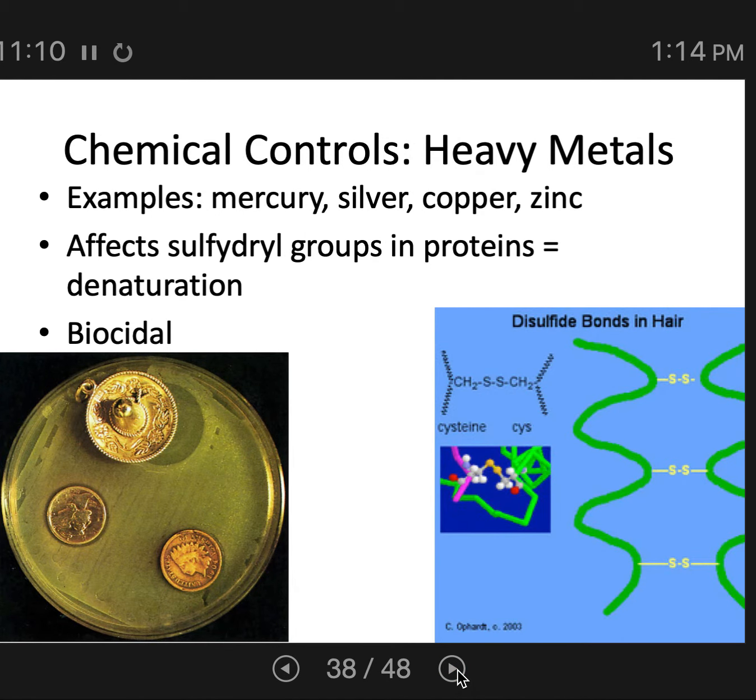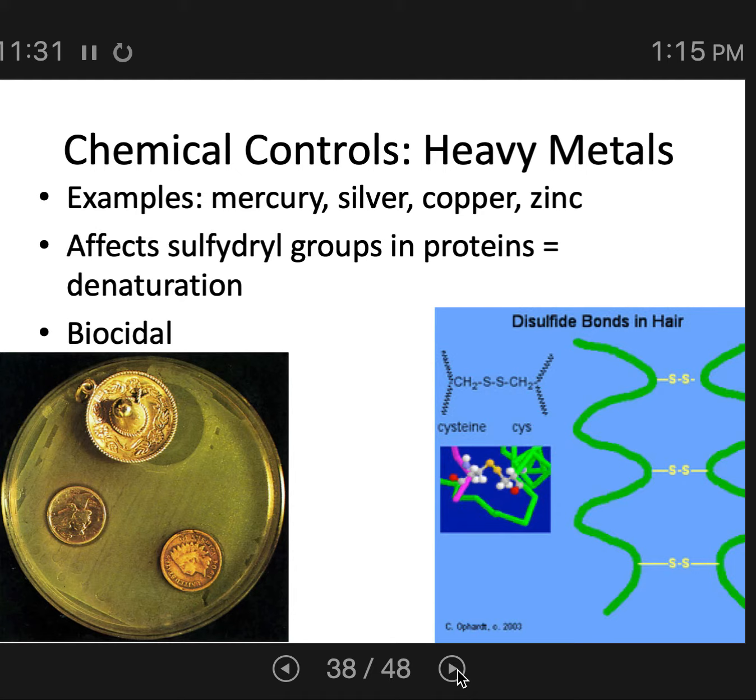Heavy metals, this could be like mercury, silver, copper, zinc. So we use these today for halting microbial growth. So mercury is a preservative. It's not used in vaccines anymore except in the flu vaccine, but you can get it without. But that was a place where we used it a lot as a preservative in vaccines.